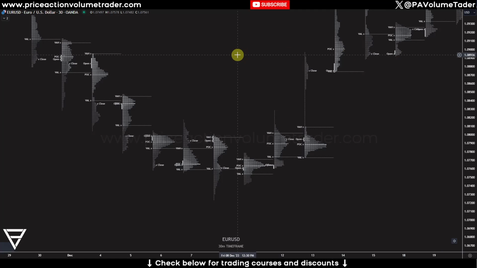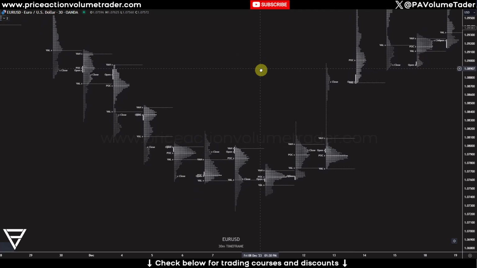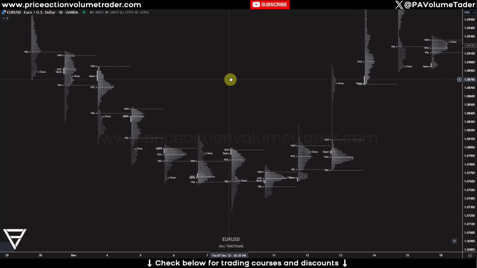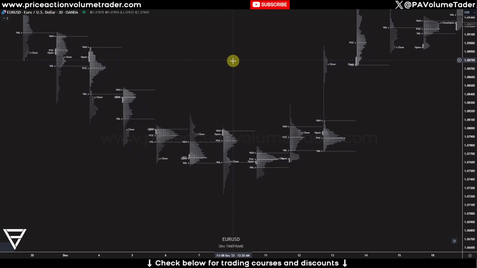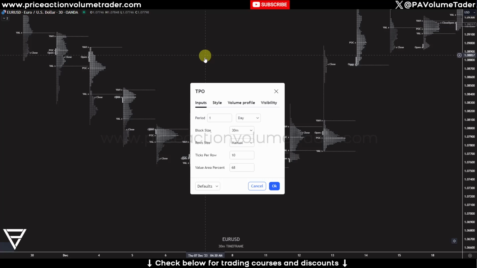Now there are two types of composite profiles we can have. We can have periodic composites and we can have manual composites. We're going to focus on the manual in this video, but for periodic, basically, this is in TradingView, we just go to the settings. It can be done in any platform that has this indicator available.